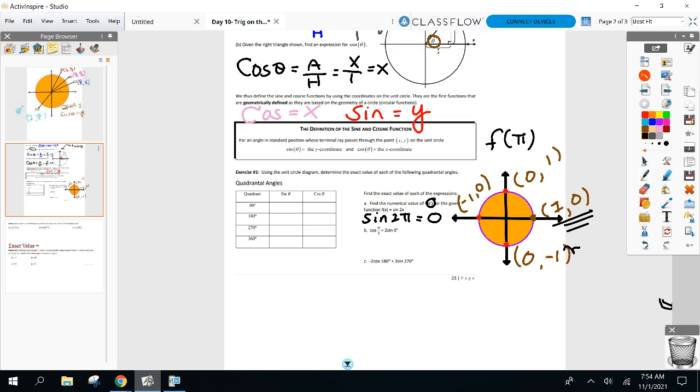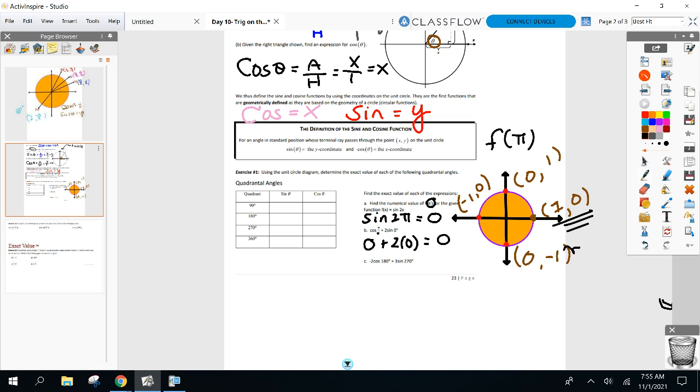What is it? 90. So everyone go to 90 right now. 0, 1. I'm looking for the cosine. What coordinate do I want, x or y for cosine? I want x, which is 0. Cosine of pi over 2 is 0. Everyone all right on how I got that? X coordinate is cosine, and I'm at 90, so I pick off the x coordinate. Plus 2 times sine of 0. So everyone goes to the 0. 1, 0. Do I want the x or the y if I'm finding sine? The y coordinate, which is 0. So 0 plus 2 times 0 is 0.